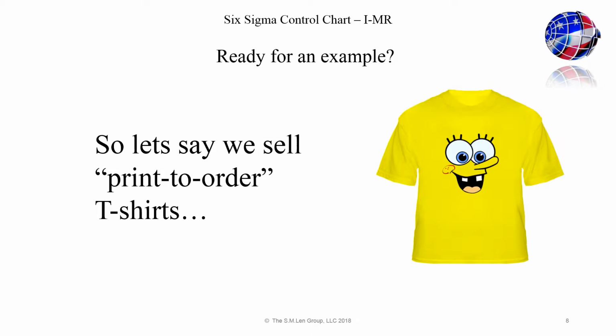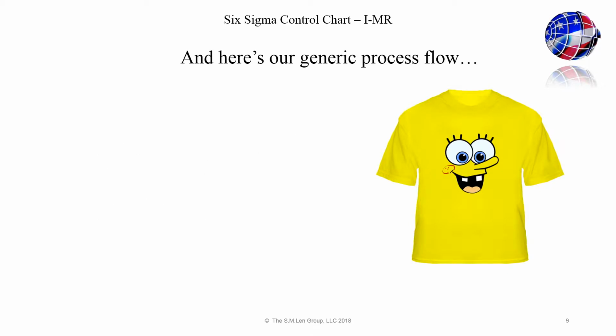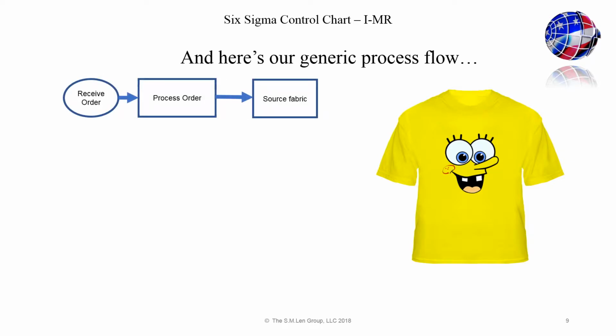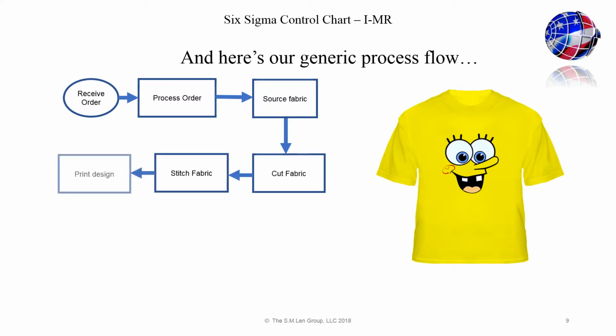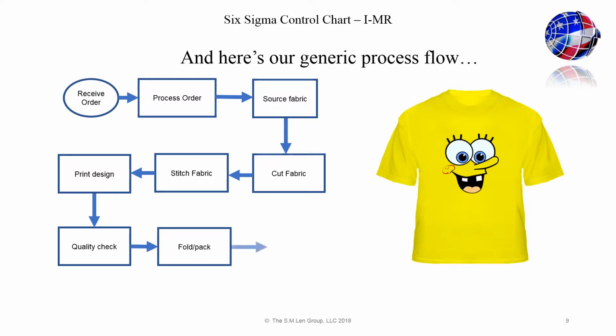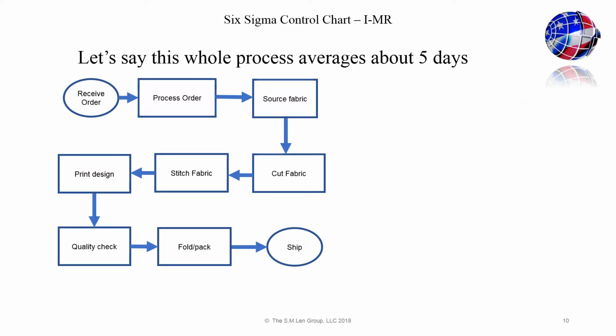So let's say we sell print to order t-shirts. And here's our generic process flow. We receive the order, process the order, source the fabric, cut the fabric, stitch the fabric, print the design, then it goes through a quality check. We fold it and pack it and ship it out to the customer. So let's say this whole process averages about 5 days.